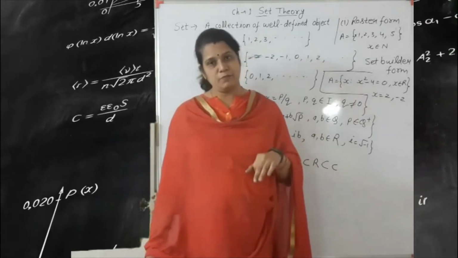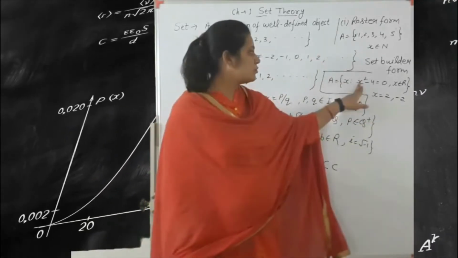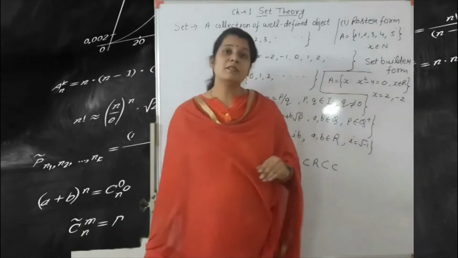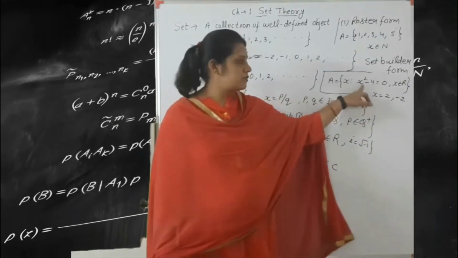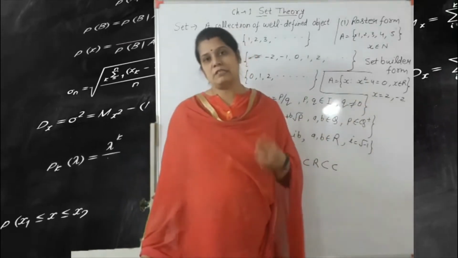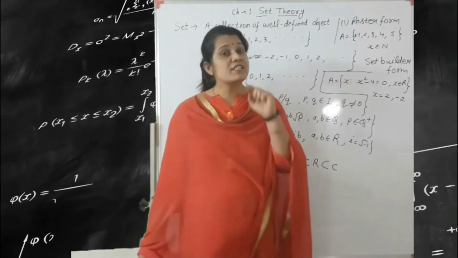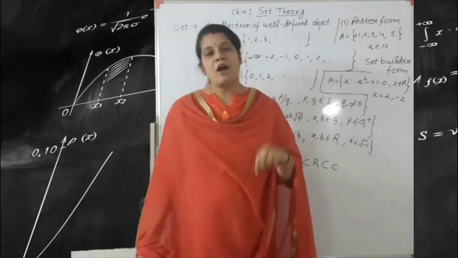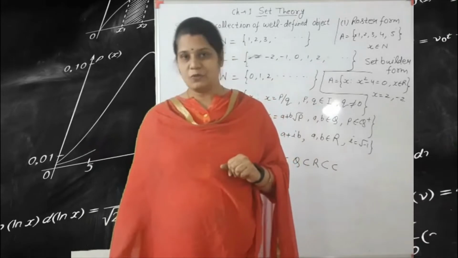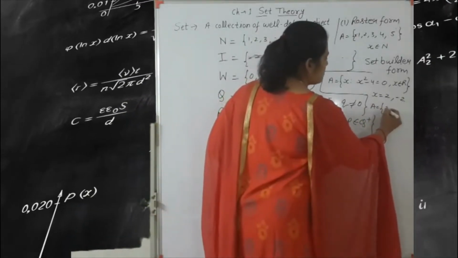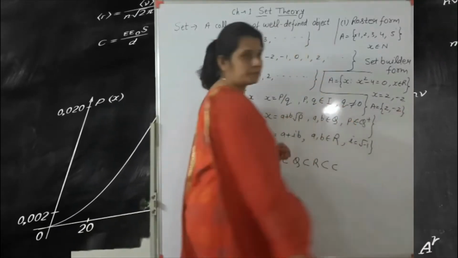That means we put x is equal to 2. So 4 minus 4 is equal to 0. And if we put x is equal to minus 2, so minus 2 square, that means plus 4. So 4 minus 4 is equal to 0. That means this equation is satisfied if we put x is equal to 2 or x is equal to minus 2. Got it? So here A is equal to what? The set is {2, minus 2}.